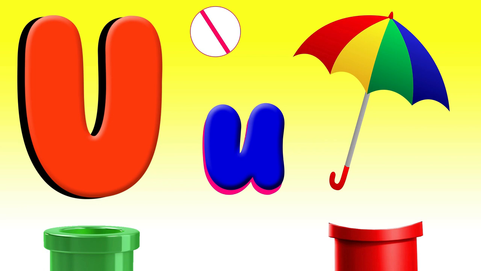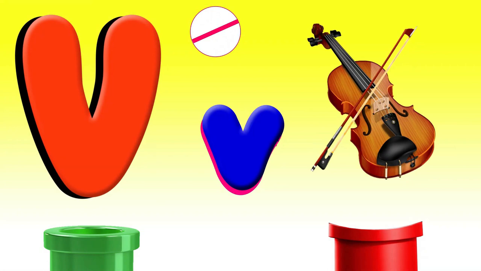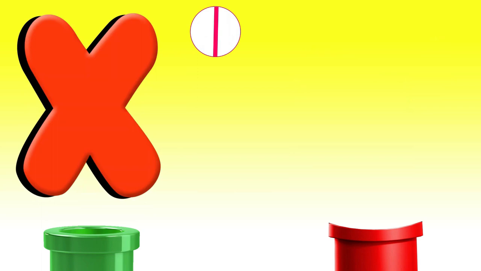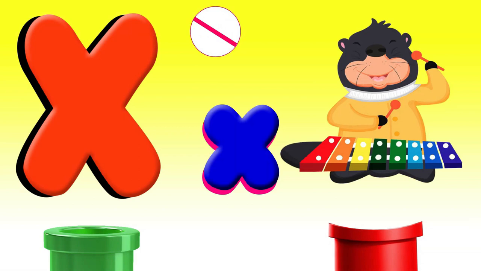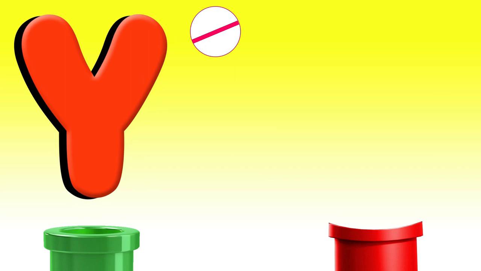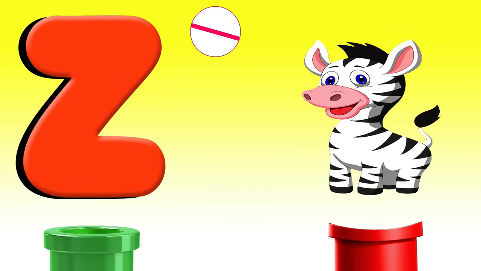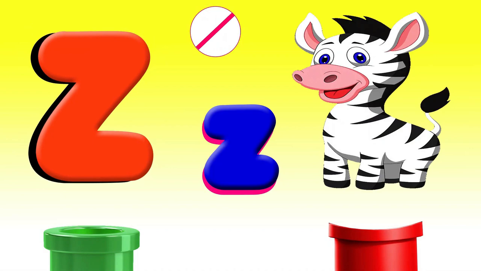V is for violin, violin. W is for wheel, wheel. X is for xylophone, xylophone. Y is for yo-yo, yo-yo. Z is for zebra, zebra.